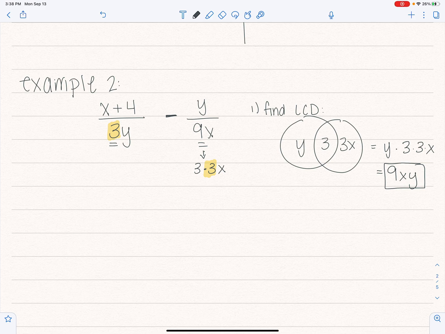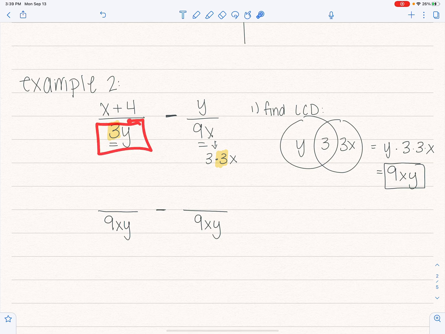Now my steps say that I need to make both of my denominators 9xy. So I'm asking myself, what do I need to multiply by to get 9xy? So let's look at the first one, 3y. What do I need to multiply 3 by to get to 9? Well, I need to multiply top and bottom by 3.